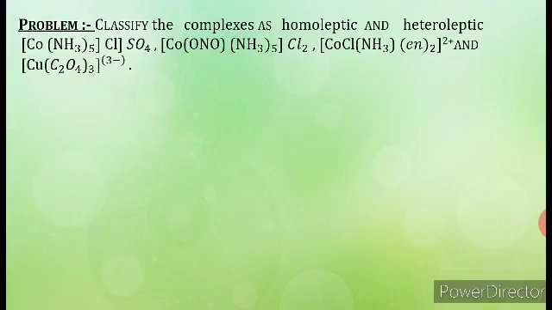See, first, pentaamminechlorocobalt(III) sulfate. Second, pentaamminenitritocobalt(III) chloride. Third, amminechlorobis(ethylenediamine)cobalt(III) ion. Fourth, trioxalatocopper(III) ion.